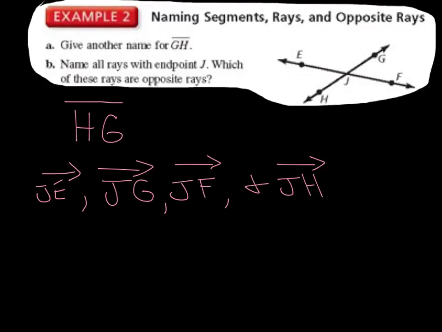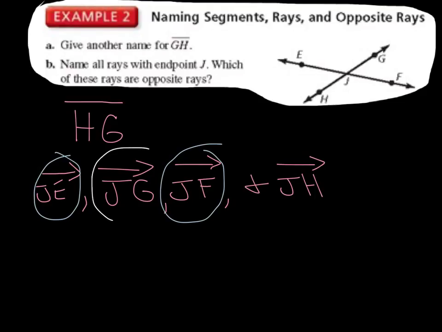There's actually 2 pairs of them. Let's see if I can change my color. Remember, opposite rays are ones that go in opposite directions. So JE would be an opposite ray of JF. So this one right here would be an opposite ray of this one right here. Then if you also look at it, JG and JH would be opposite rays. So if we circle those, these 2 would be opposite rays.